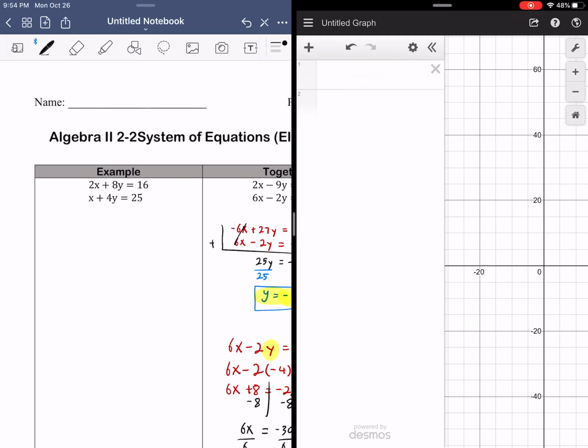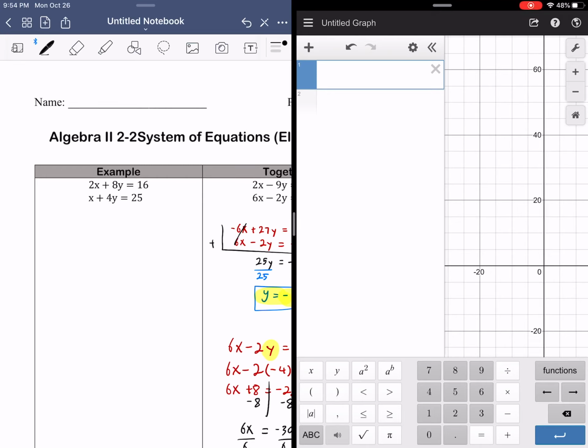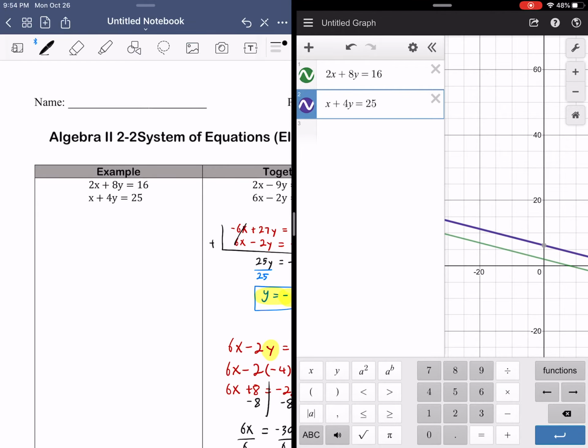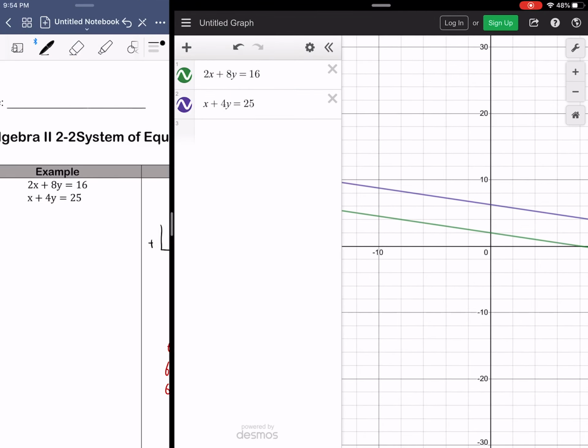Okay? Let's do the first question. Let's graph it first. 2x plus 8y equals 16. Okay, so we got this green graph here. And then we have x plus 4y equals 25. So, what do you notice here, guys?